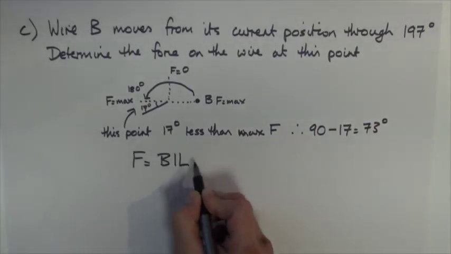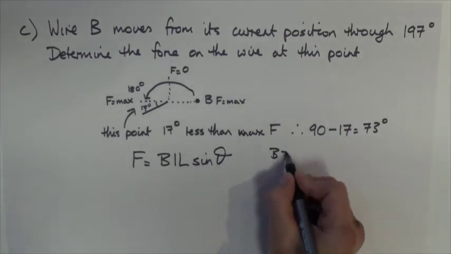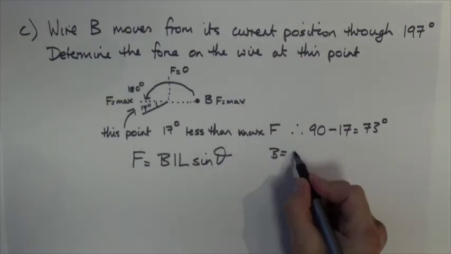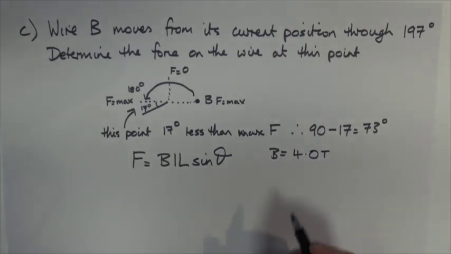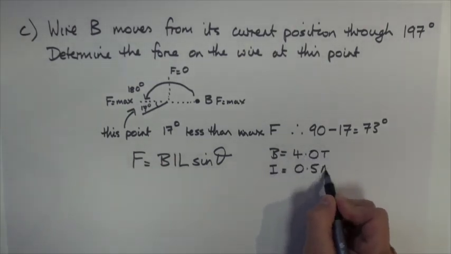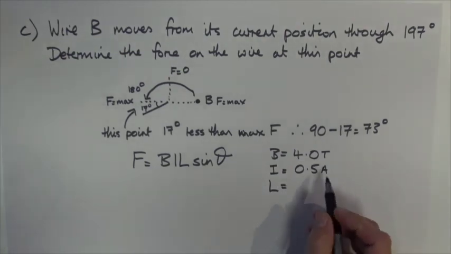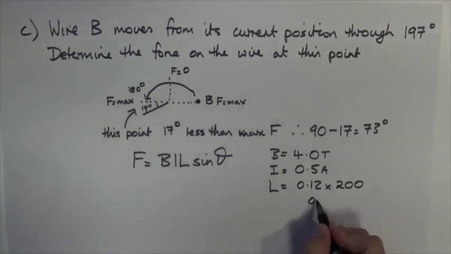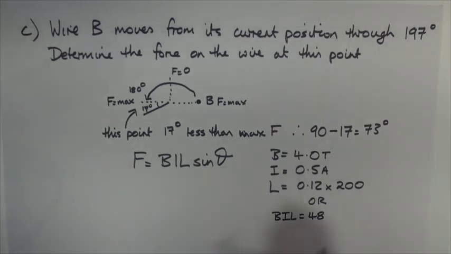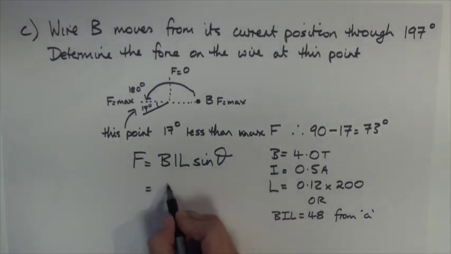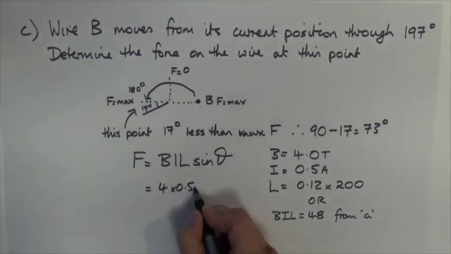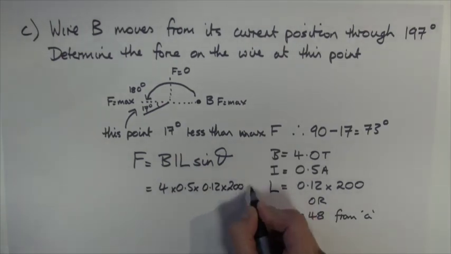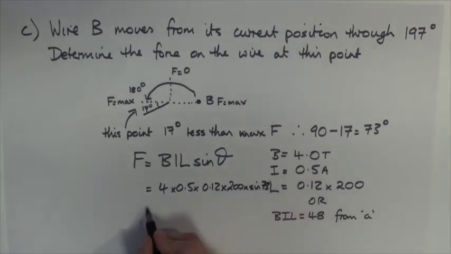So I can use F equals BIL sine theta, where theta will be 73 degrees. I know what B is because I got that in the question, which is 4 Tesla. I is going to be 0.5 amps because that hasn't changed, and the length is going to be 0.12 times 200 again. However, I could also use the answer from A, where BIL came out at 48 newtons. So I could just substitute 48 newtons into the equation and multiply it by sine theta. But let's do the first one first. So I've got 4 times 0.5 times 0.12 times 200 times sine 73.